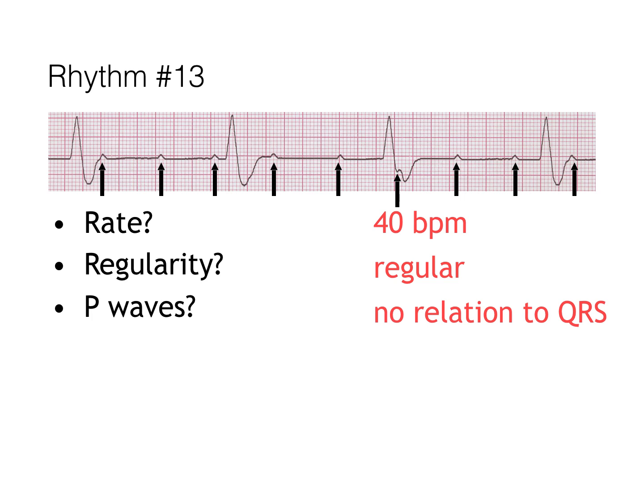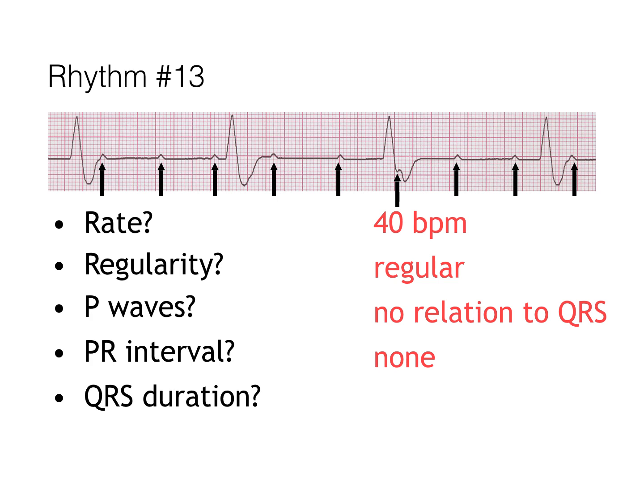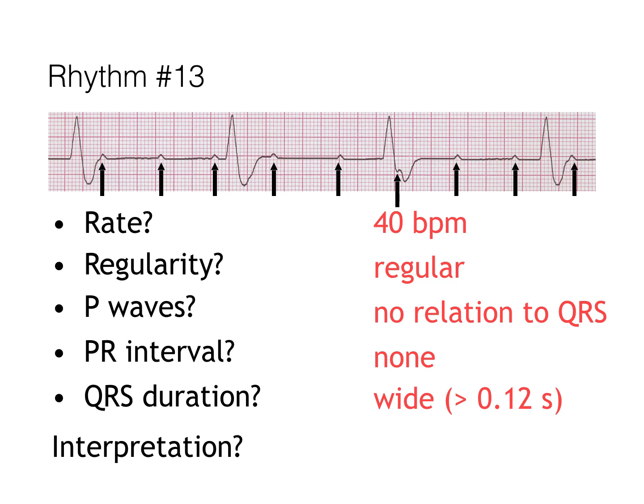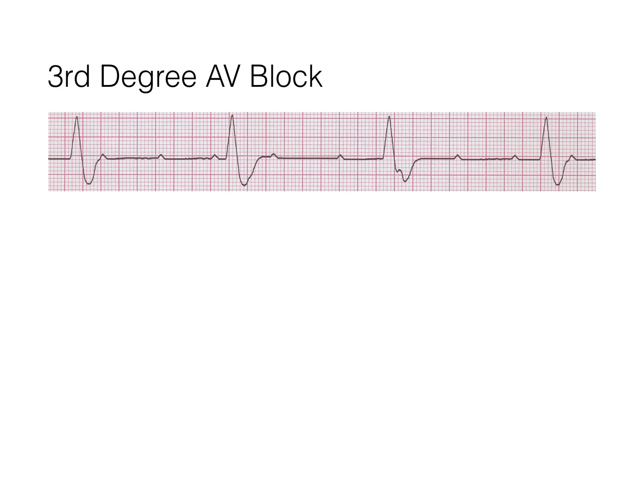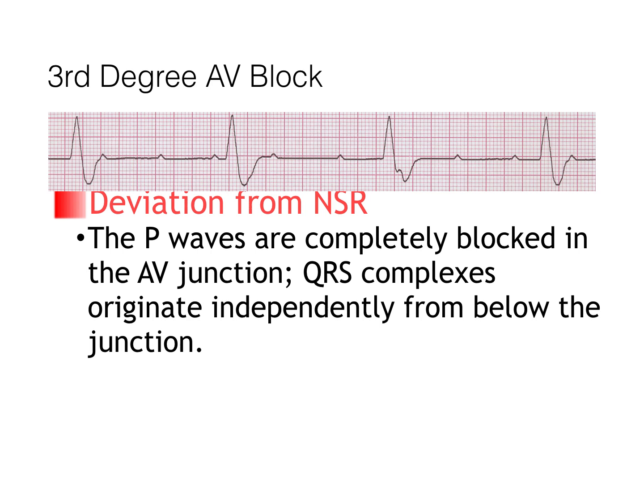There is no relation to QRS. PR interval, none. QRS duration, it is widened. We can see the QRS duration is more than 0.12 second. So interpretation will be third degree AV block. The P waves are completely blocked in the AV junction. QRS complexes originate independently from below the junction.